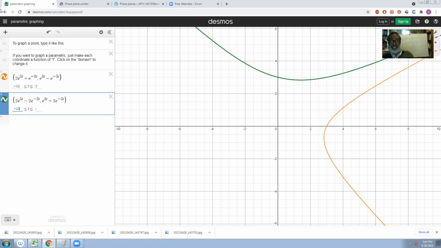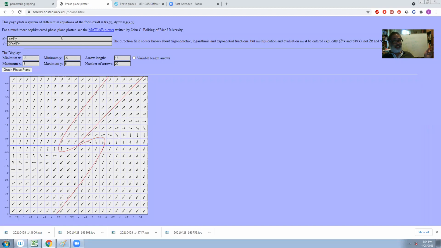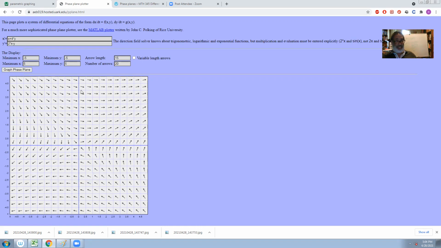Now, this is just graphing a couple of solutions, and I have more of the solutions here. Let's take a look at the phase plane, and then we'll call it a day. The phase plane here, remember, is x plus 4 times y. You have to be careful. Don't add an extra space, or else it will not like that. And this is 2 times x minus y. Let's graph the phase plane. And we can see right here, there are your hyperbolic solutions, like so.